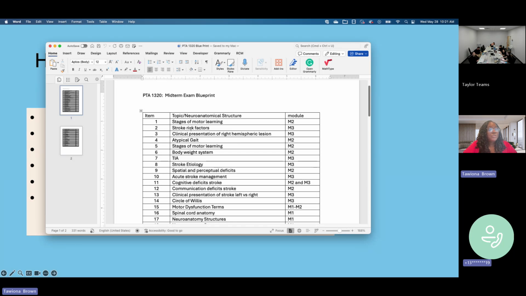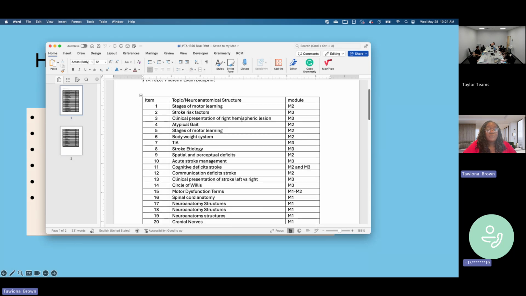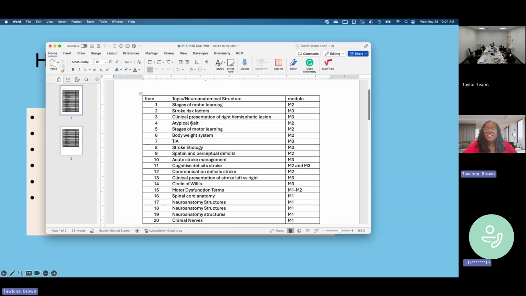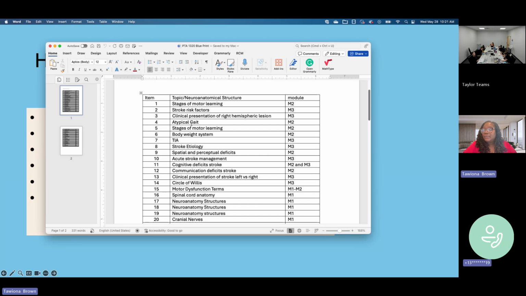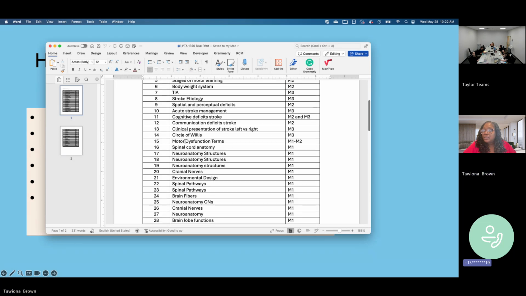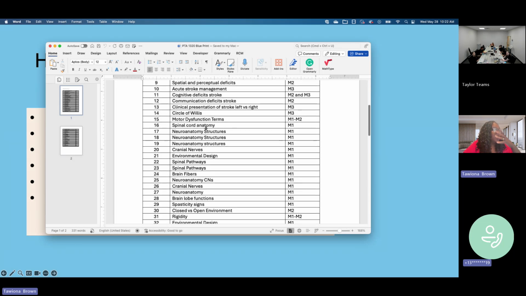It's not the answers, but you do have to pay attention to these items, or you will not be successful on the test. You have to know what the clinical presentation of a right hemispheric stroke lesion is. If it's affecting the right hemisphere, what are you going to see? Atypical gait, that's all in your async material in regards to locomotor training. That's located in module 2. There's another stages of motor learning question. So do you guys kind of catch the gist of where I'm going with this? Okay, perfect. I just want to make sure that while you guys have me available, we have clarity on both ends and you're understanding how this midterm is going to go.